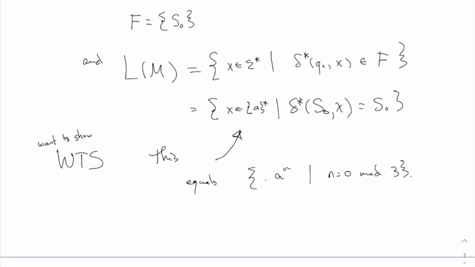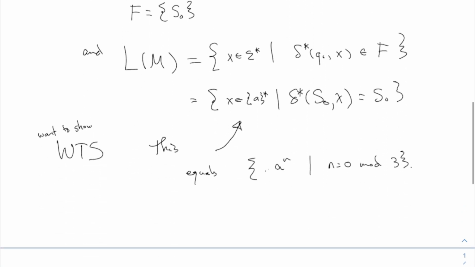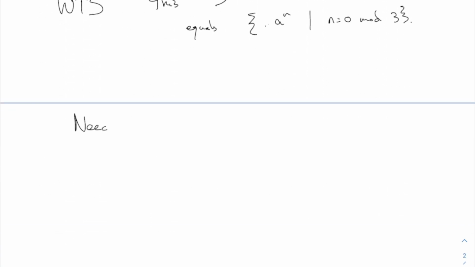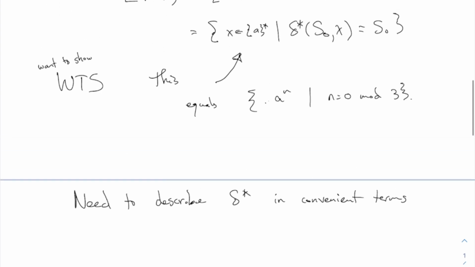Now, can I say something specific about this up here? One thing that I would like to observe about delta: we need to somehow describe this function delta star in convenient terms, because I have to make a relationship between this and that. Really, I want to show that this equality, this condition, is the same as this one down here. So in order to do that, I want to describe delta star in some kind of better way.